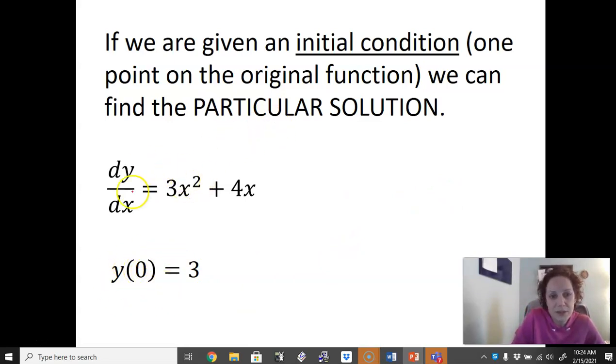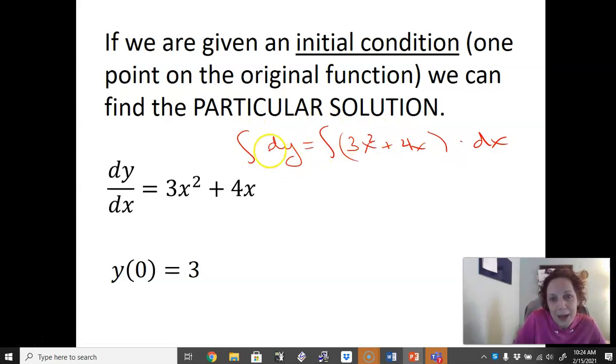Okay, so if I want to solve this differential equation, I can take my dx and multiply it to the other side, right? So I have dy equals 3x squared plus 4x dx. And then I can say, okay, I'm going to integrate both sides.